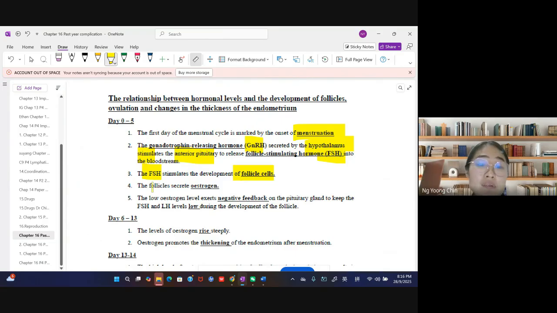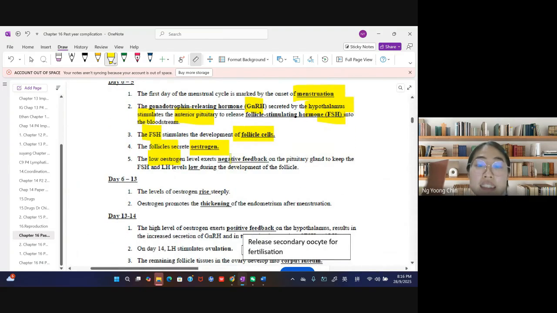So these follicle cells will secrete estrogen. So that's why estrogen will increase in level. Initially, if the estrogen level is very low, it will exert a negative feedback on the pituitary gland. So it will keep the FSH and LH very low during the development of the follicle.